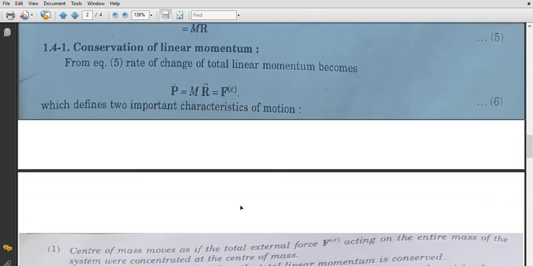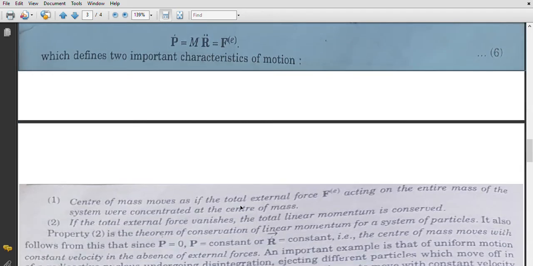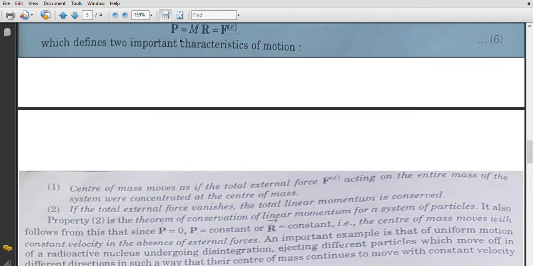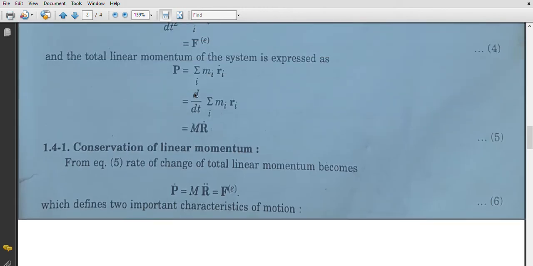So we can arrive at an important conclusion that when the external force acting on the system is 0, P dot will be 0, hence we will get P to be equal to constant. This shows that when the external force acting on an n number of particle system is 0, linear momentum will be conserved. Since P is constant, and M is constant, R dot will be constant.